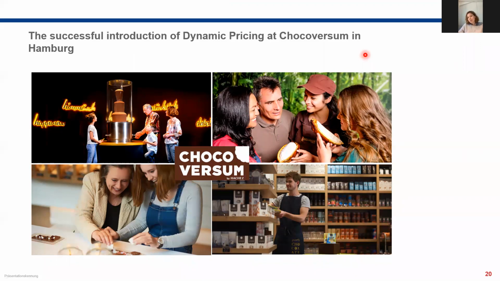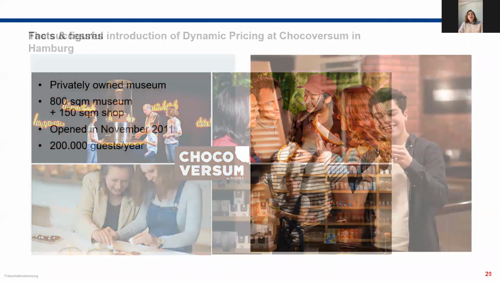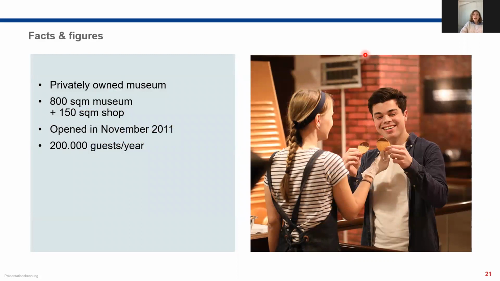First of all, I want to show the Chocoversum for those who don't know us. The Chocoversum is in Hamburg, and it's a privately owned museum. It has just 800 square meters, but we do have 200,000 guests per year. This is a really, really good number, I think. And we opened up in November 2011.